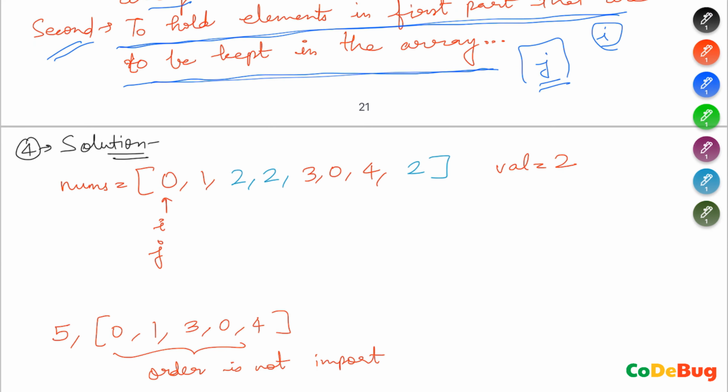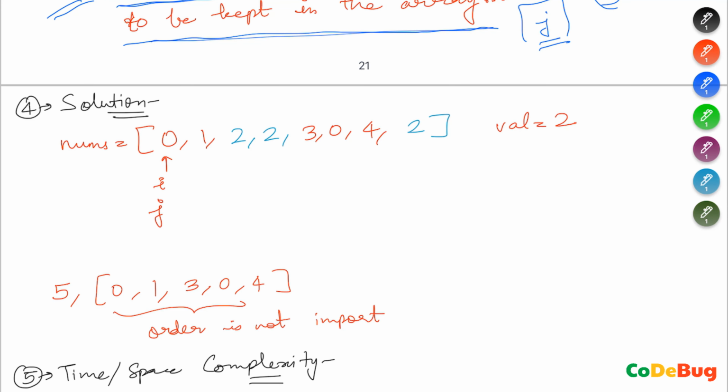Now let's go through the solution, how we'll do this. We have an array nums with values 0, 1, 2, 2, 3, 0, 4 and 2, and the value we want to delete from the array is 2. Now let's see how we'll do this. We know that i will run through the entire length of the array.